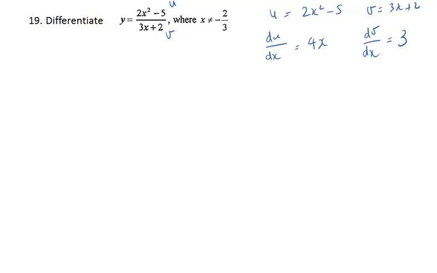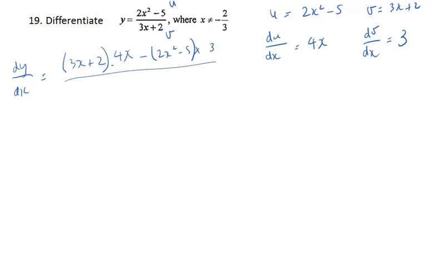Now putting our quotient rule together. dy on dx will here be our v first, 3x plus 2, times our du on dx, which is 4x, minus our u, 2x squared minus 5, multiplied by our dv on dx, which is 3. All divided by v squared, 3x plus 2, all squared.